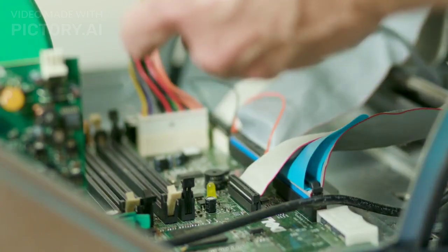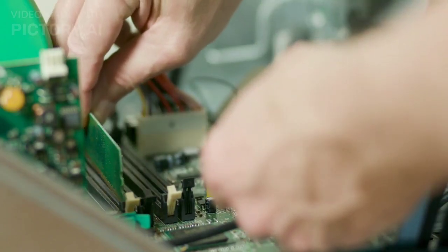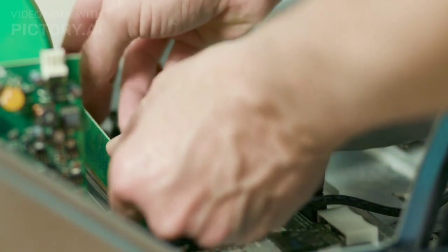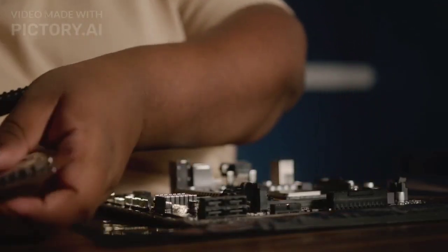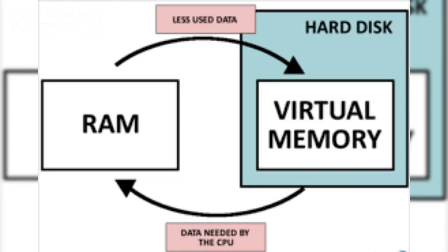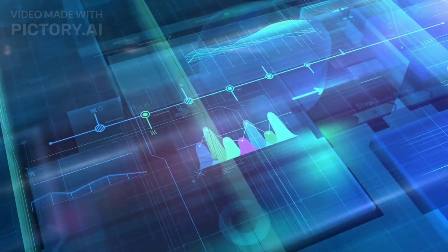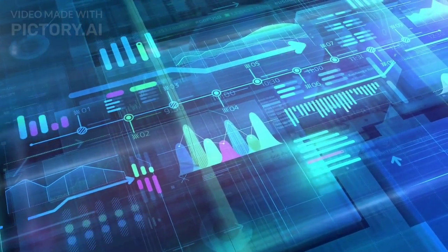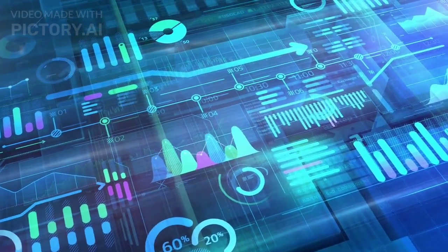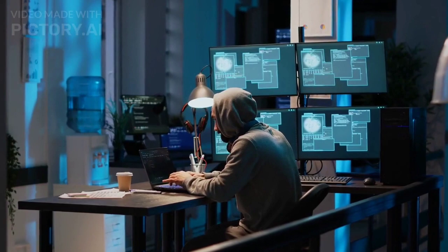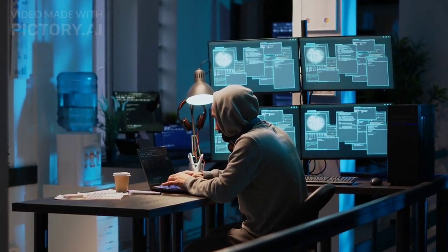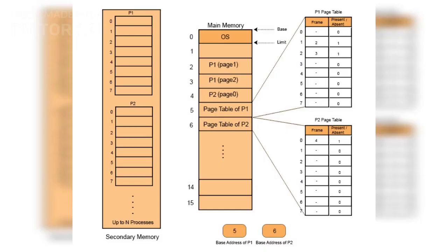In a computer system, the physical RAM acts as primary memory, where data and instructions are stored for fast access. However, physical RAM is limited in size. That's where virtual memory steps in. Virtual memory is a memory management technique used by operating systems to provide an illusion of having more physical memory than actually available. It allows us to run more programs simultaneously and efficiently. Virtual memory expands the available memory by using secondary storage devices such as the hard disk.